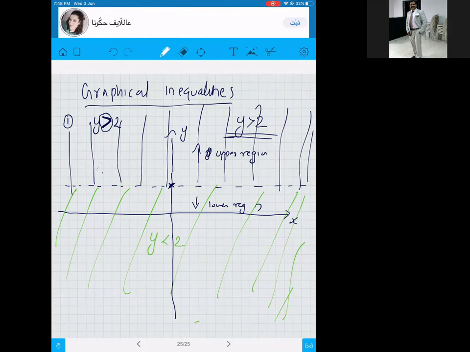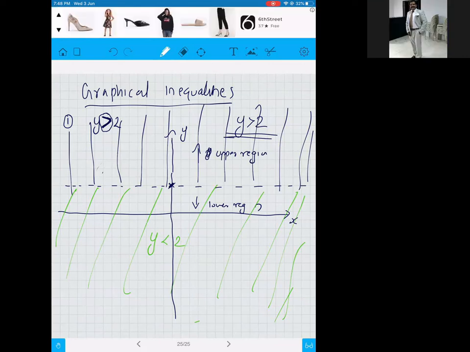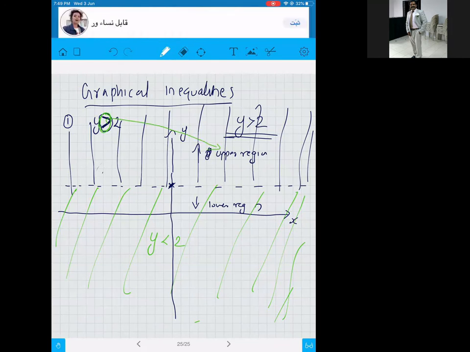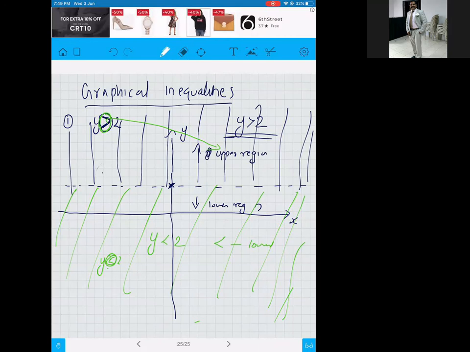The explanation makes sense, but I don't know how you do it. See, how to understand the upper region: this is greater, so the greater region means upper. Y less than 2 means any value which is less than 2. So less than represents the lower region, and the greater than symbol represents the upper region. Does it make sense?